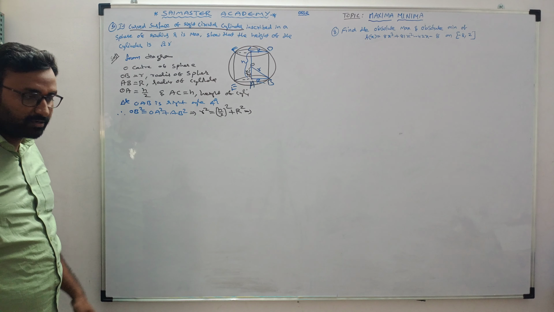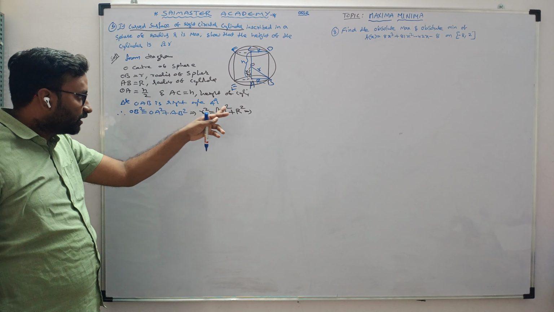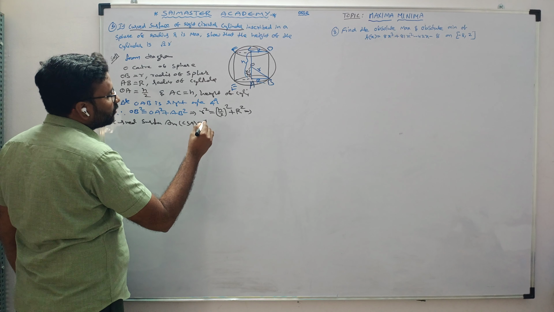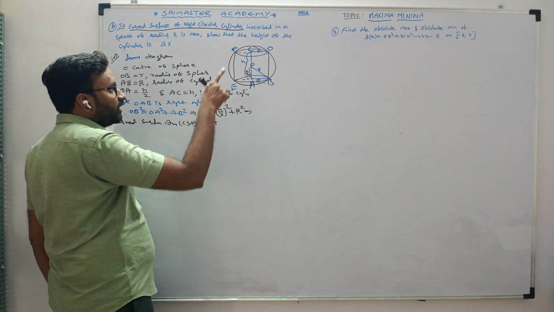Just keep aside what we require. We can find h. If you need h, then take R square this side. If you need capital R, take this one this side, we will do later. Now come to the formula for curved surface area, that is the function. Curved surface area CSA is equal to 2 pi times the radius of the cylinder, which is R, times the height of the cylinder, which is nothing but h.